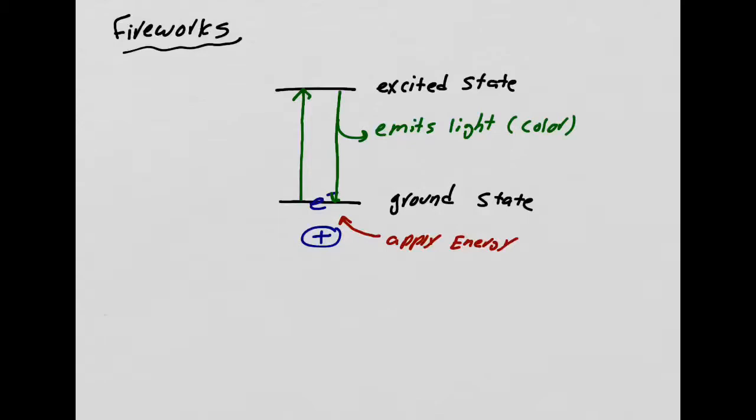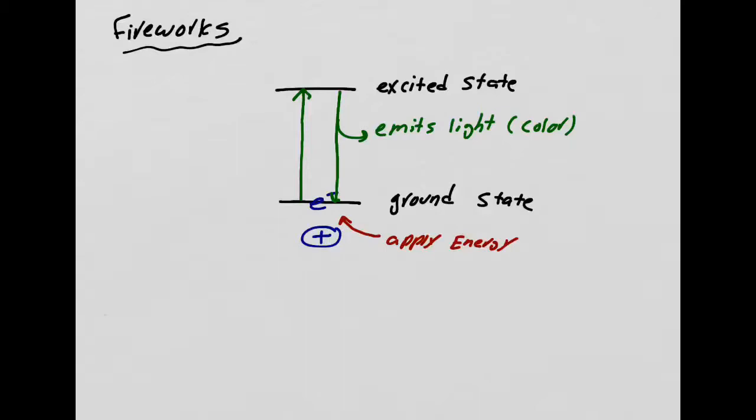Now, the way I look at it is kind of like pushing someone on a swing. If you push someone on a swing, first of all, you have to push them. So you're applying energy. They go up. Are they going to stay up? No. They're going to come back down. The same thing. The electron is going to get the energy, jump to the excited state. It's not going to stay there. It is going to come back. As it's coming back, it emits light, and that's the color.